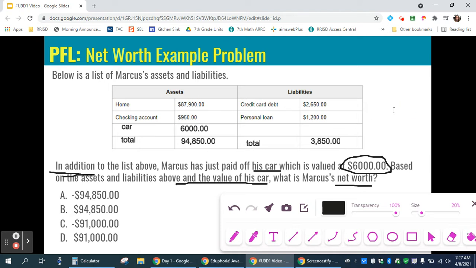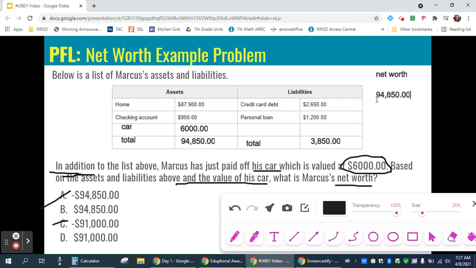Okay, so just a quick glance, I'm already seeing he has way more assets than liabilities, right? 94,000 versus 3,000. So I know he's going to be in the positive, which is great, right? He owns more than he owes. So I'm going to automatically remove negative options, right? He's in the green, in good shape. By how much though? Let's still find out, right? So we're going to put the difference for the net worth. We're going to subtract, right?